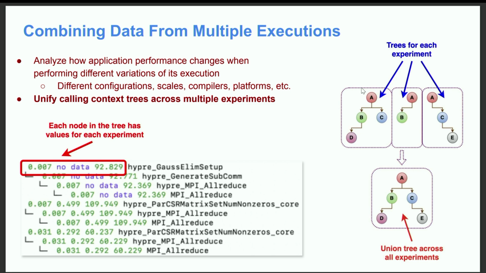On this image on the right, we have 3 experiments, 3 calling context trees. I worked on a tool that takes those 3 calling context trees and creates one union tree, which we can use to analyze the performance across multiple experiments. The union tree has values for each experiment, and we can see that if I execute my application on one platform, this was my performance. If I execute on a different platform, this was my performance. And this is the short description of my work.